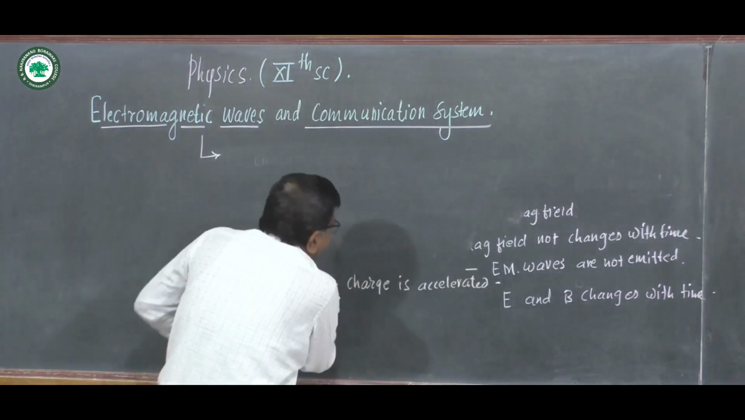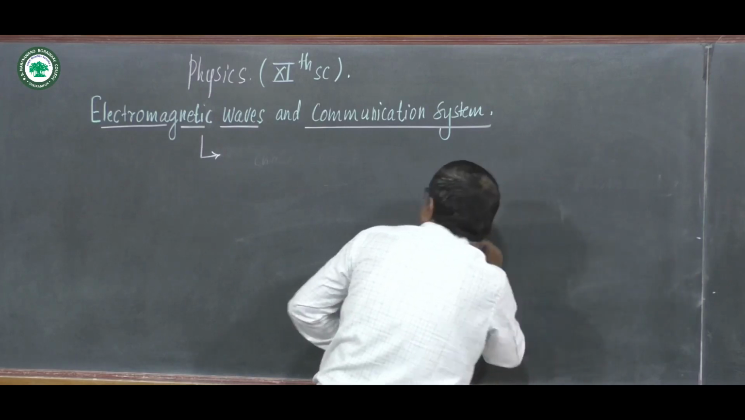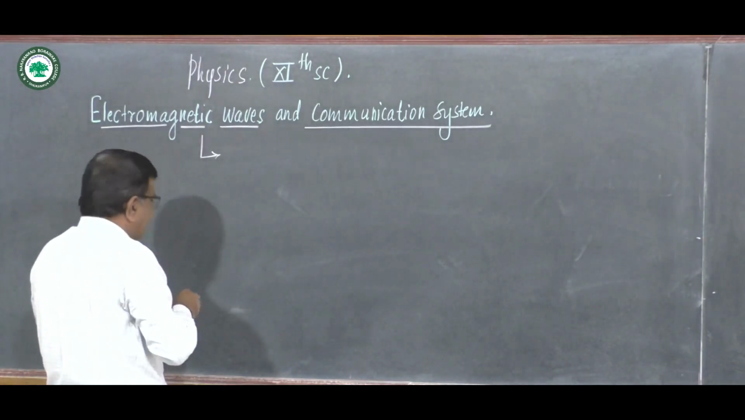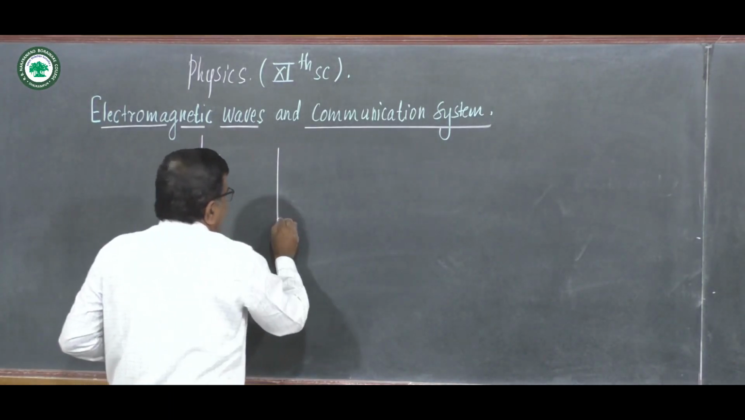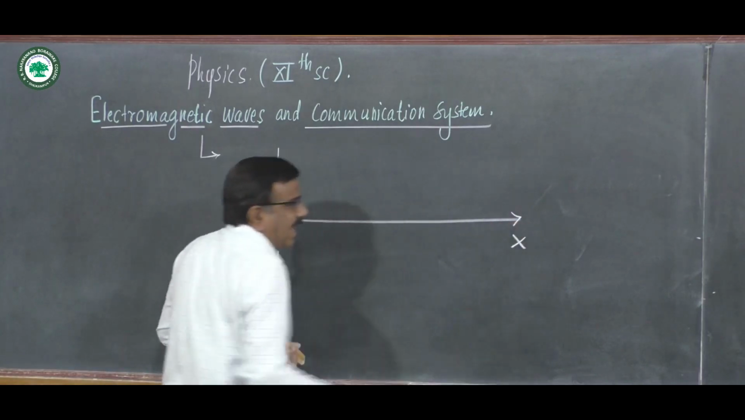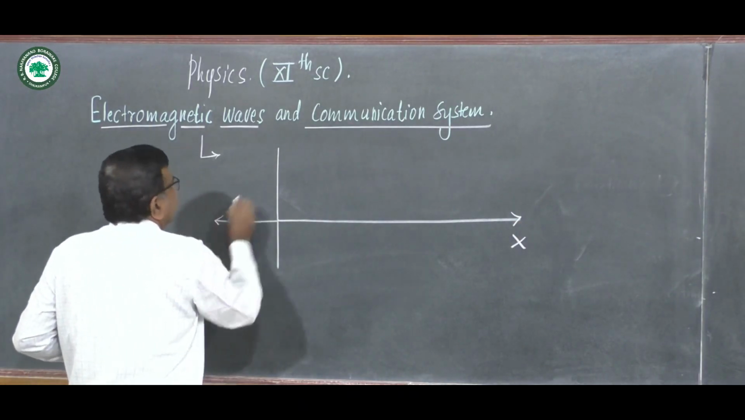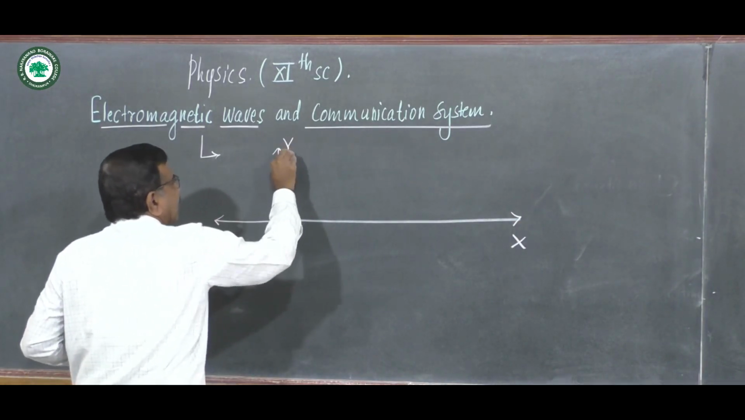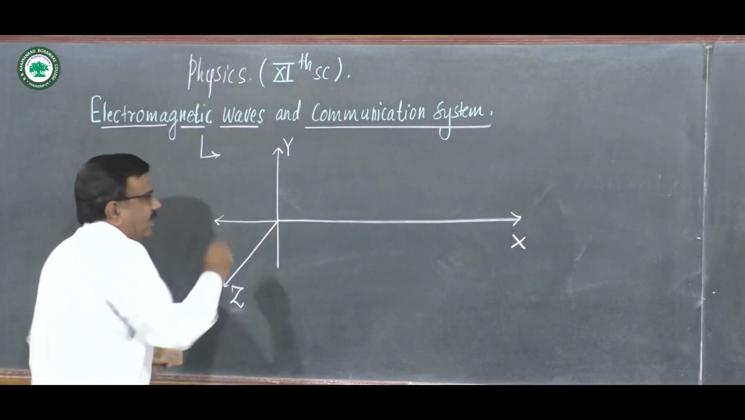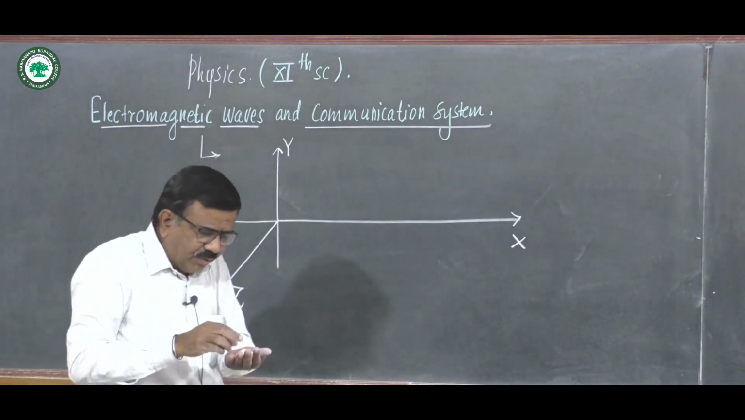Now we see the electric and magnetic fields which are perpendicular to the direction of propagation in this diagram. Suppose the electromagnetic wave travels along the positive x-axis. This is the y-axis, and this perpendicular axis is, suppose, the z-axis. The EM wave is propagating along the positive x-axis.